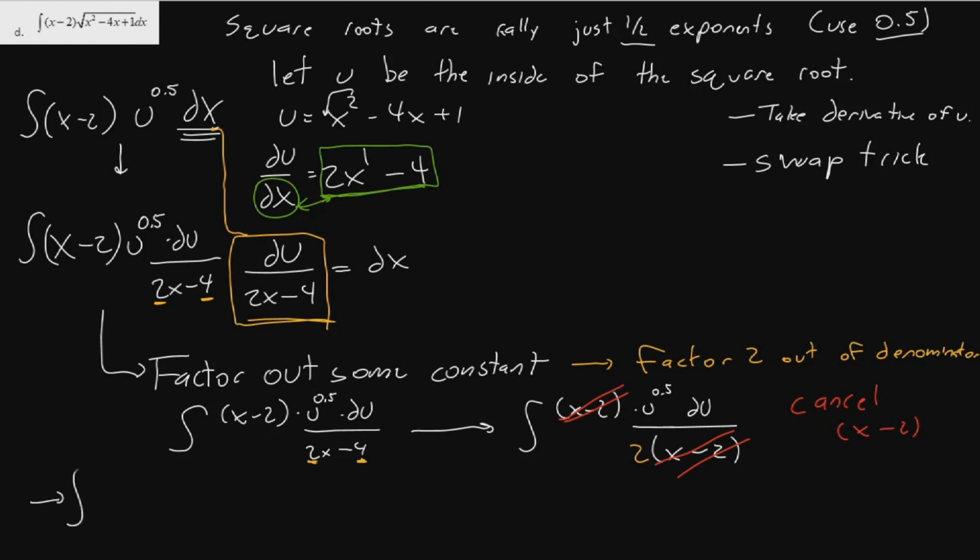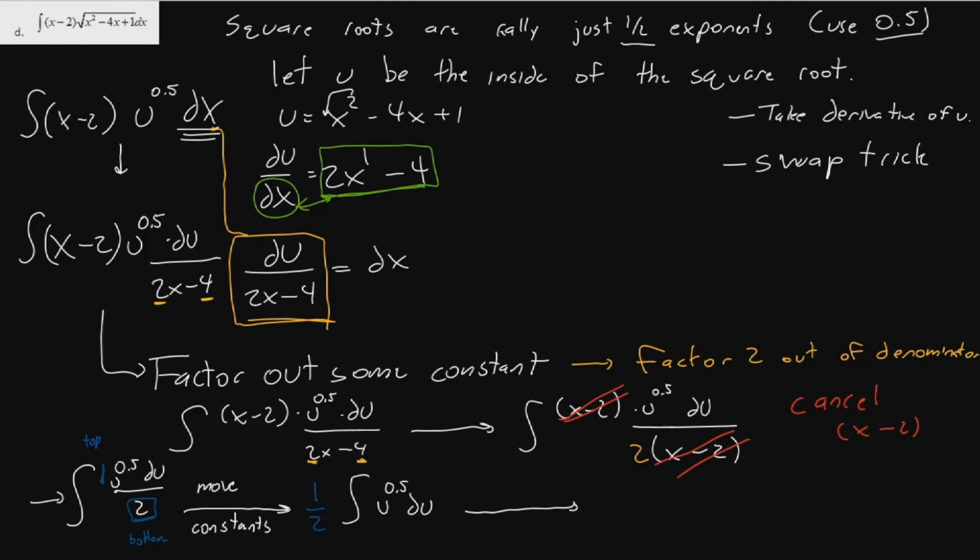Now we have a much more simplistic integral than before. We'll have integral of u to the 0.5 du over 2. Now, we'll take the 2 that's from the bottom and the invisible 1 on top, and we can move our constants outside. So on the top we would have 1, on the bottom we would have 2, so we would have 1/2 on the outside, integral of u to the 0.5 du.